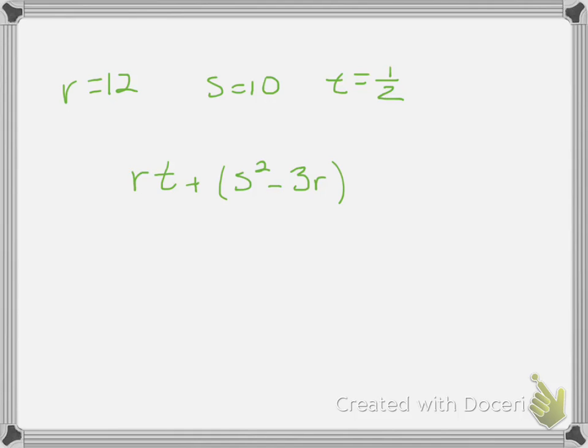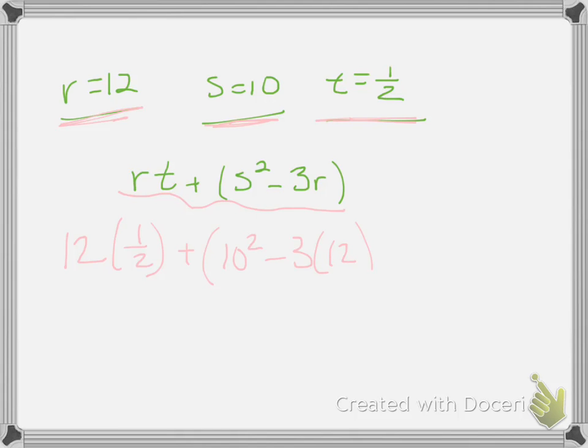So if I look at this first one, if r equals 12, s equals 10, and t equals 1/2, I'm giving you an equation, and I want you to plug things in and figure out what my answer is. So I'm going to plug 12 in whenever I see an r, 10 in whenever I see an s, and 1/2 in whenever I see a t. So my r is 12, my t is 1/2, my s is 10, and my r was 12.